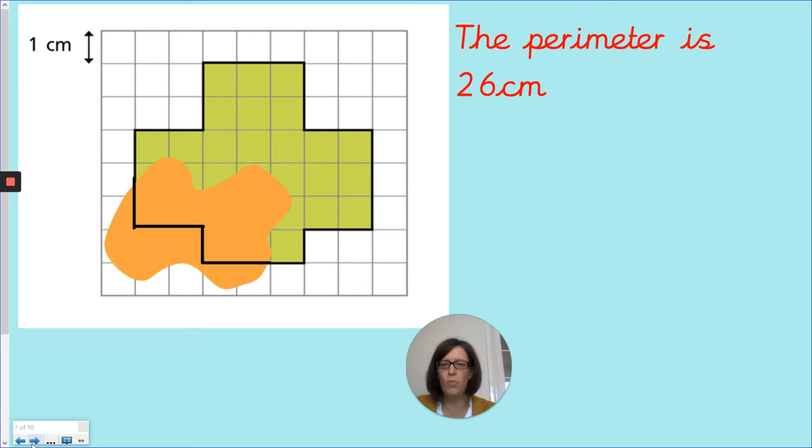Okay. So this is what I think the perimeter was going to be. I think the perimeter will be 26. So you can see I've drawn in where I think the rest of the shape might have been. Now, it could have gone somewhere slightly different.